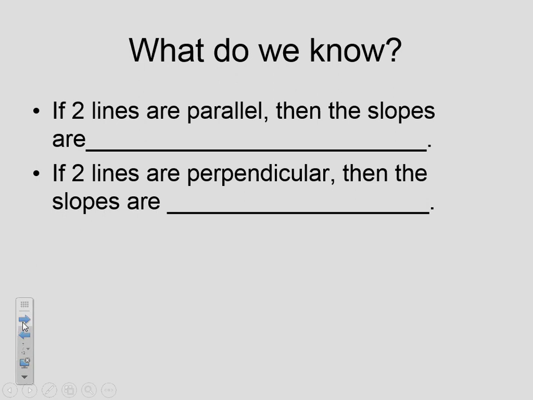If two lines are in fact parallel, then the slopes are always going to be equal. Whereas if two lines are perpendicular, then the slopes also have this special relationship where they are opposite.